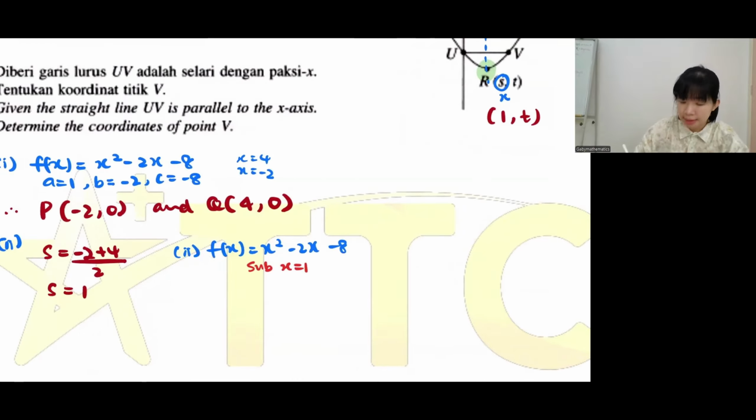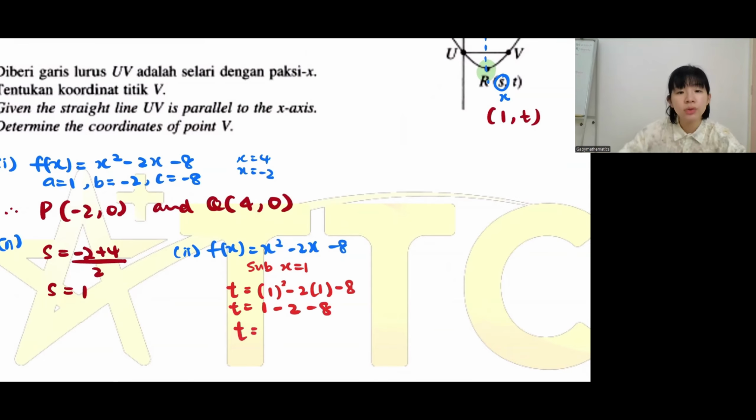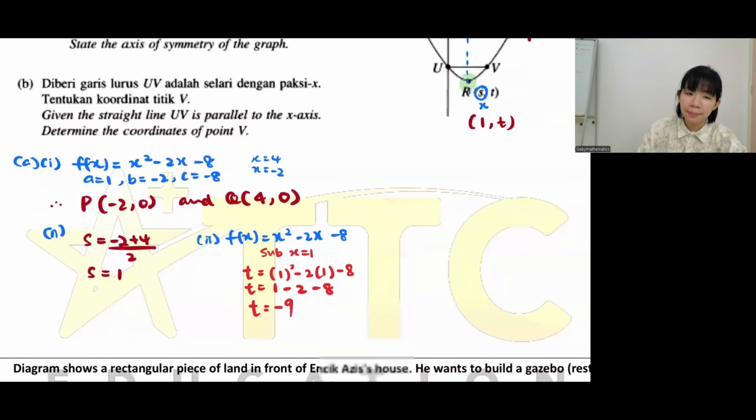Okay, y coordinate, f(x) is y coordinate. So you can change it to t. It's the same as t. Okay, t equal, x is 1, square, minus 2, 1, minus 8. Okay, how much t? 1 square is 1 minus 2 minus 8. So t equals to negative 9. Yep. So we got S, we got T.